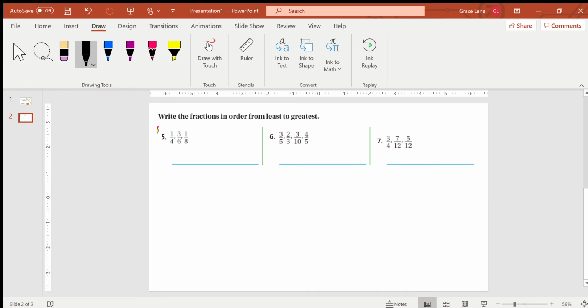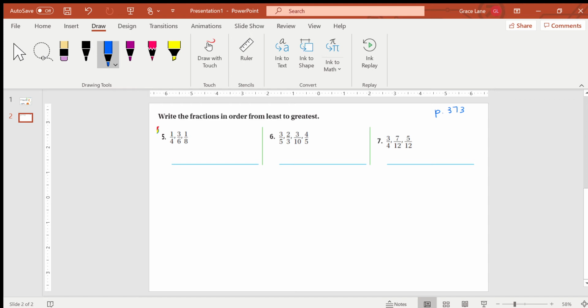So these are actually problems from your math journal. This comes from page 373. So if you wanted to follow along with your book, or you wanted to check to see if you got these answers right, you can. But this is just an explanation on how I found these answers.